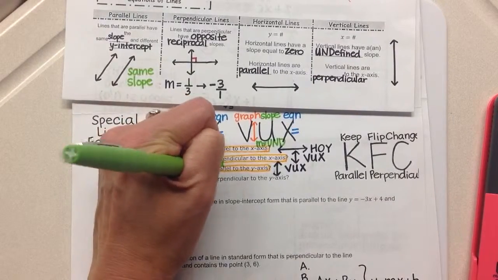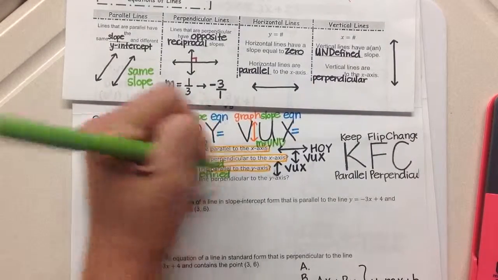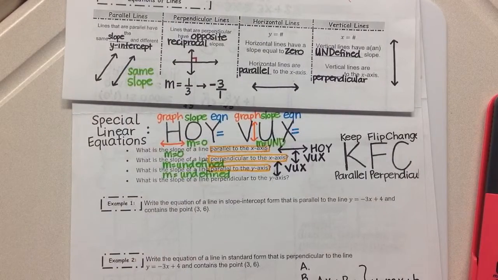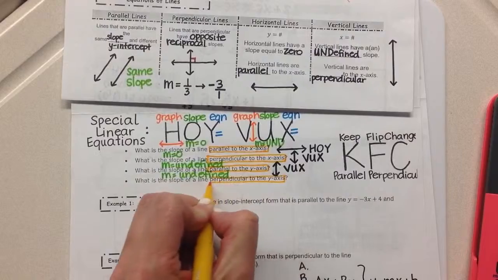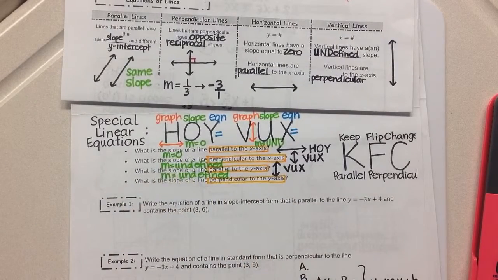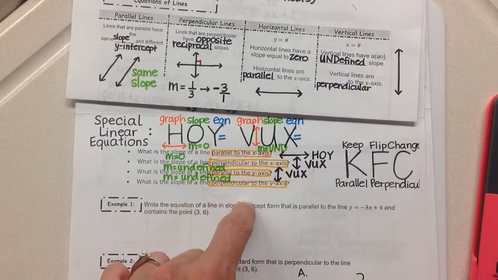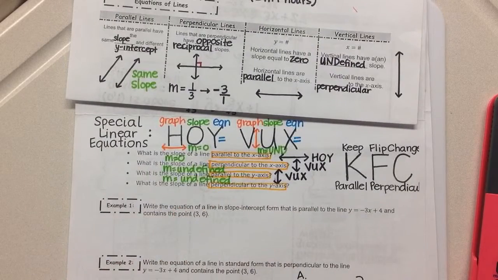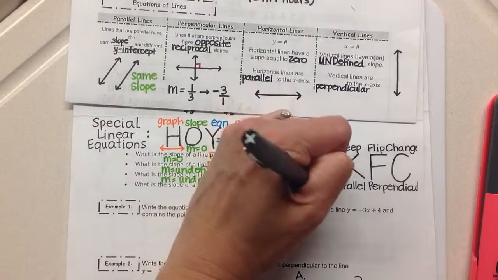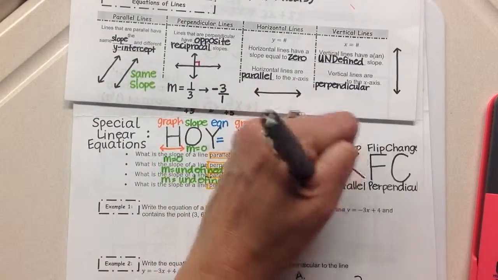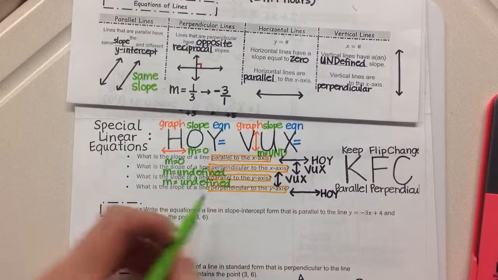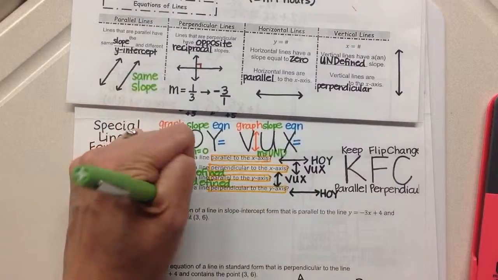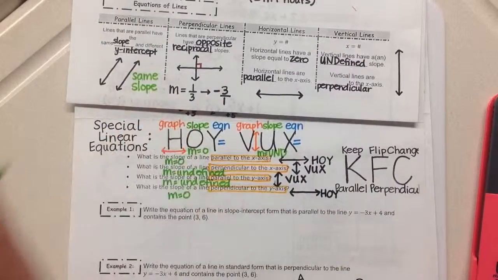And then what is the slope of a line that is perpendicular to the y-axis? So if I want to remember, perpendicular means they're going to be meeting at a right angle. So the y-axis actually goes up and down. That means to be perpendicular to the y-axis, I would actually have to be horizontal, which would be a HOY line. So the slope of a horizontal line is going to be m equals 0.